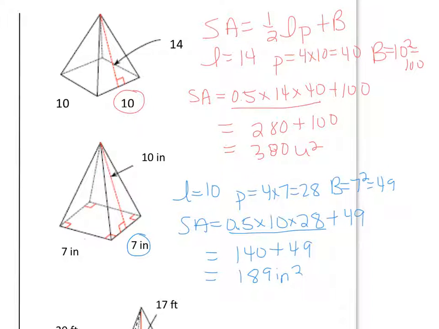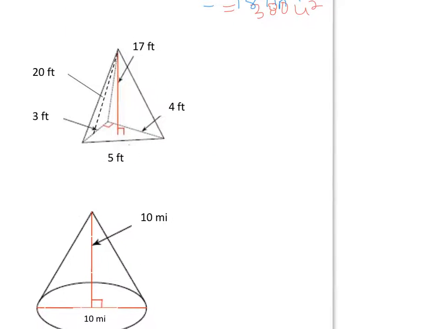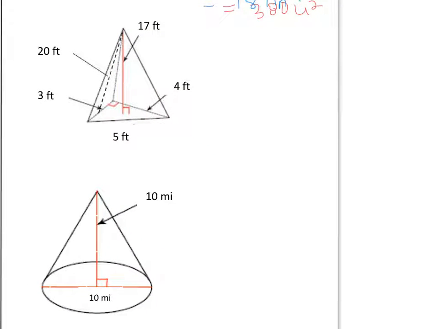For number 3, this one is a triangular pyramid. Also, you're going to see that they give you lots of measurements, so we need to mark out which ones we need. So we're still going to use the same formula. Surface area equals 1/2 times the slant height times the perimeter of the base shape plus capital B, which is the area of the base or bottom shape.